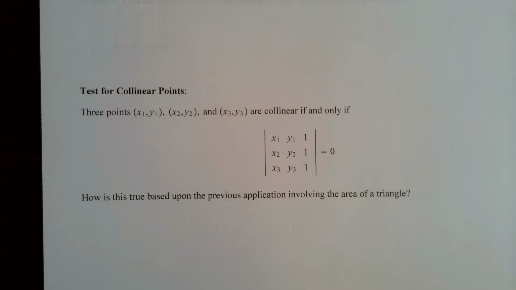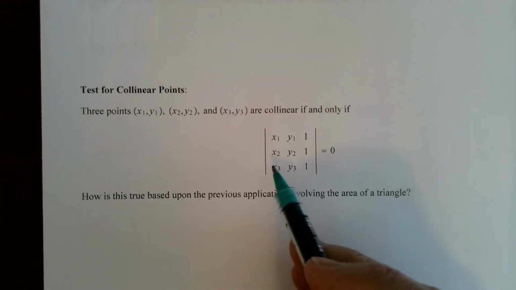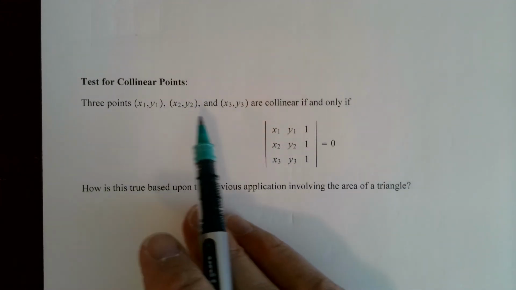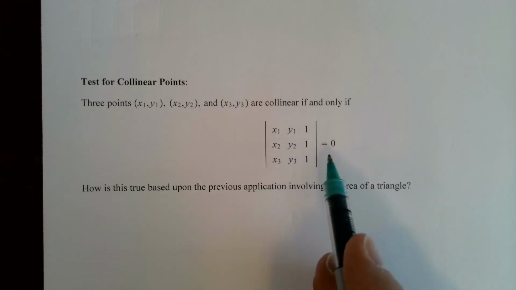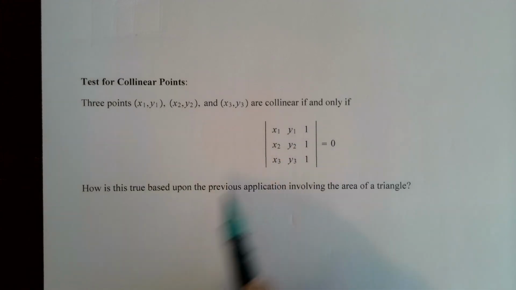So there are things you can do, but now with what we just learned, why does this work? That these 3 points are collinear if and only if this determinant is equal to 0. Why would that be the case? How is this true based on the previous application?